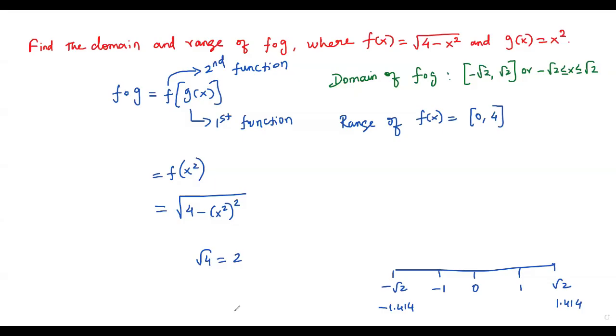And also when I take x equals the greatest value of the domain, square root of 2, what will happen? For square root of 2, this x square will become 2, and this stuff completely will become 4. 4 minus 4 is 0.